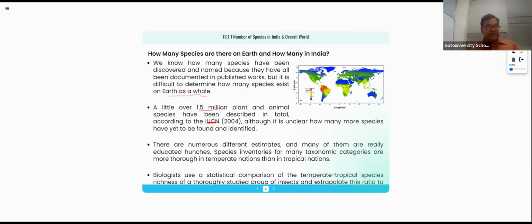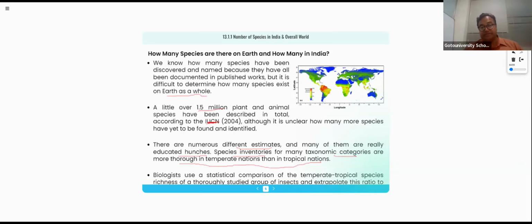So in this overall species calculation, we do not have a specific value. Why? Because many species went extinct before discovery. The same case applies to plants, animals, and microorganisms. The estimates are numerous, and many of them are educated hunches; specific inventories for many taxonomic categories are more thorough in the temperate nations than in the tropical nations.